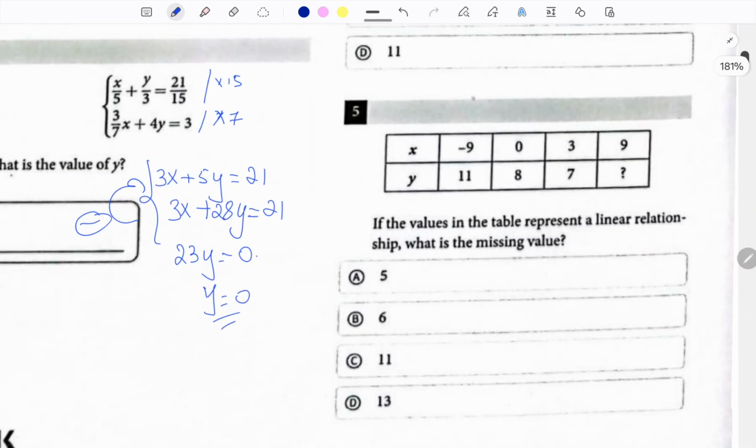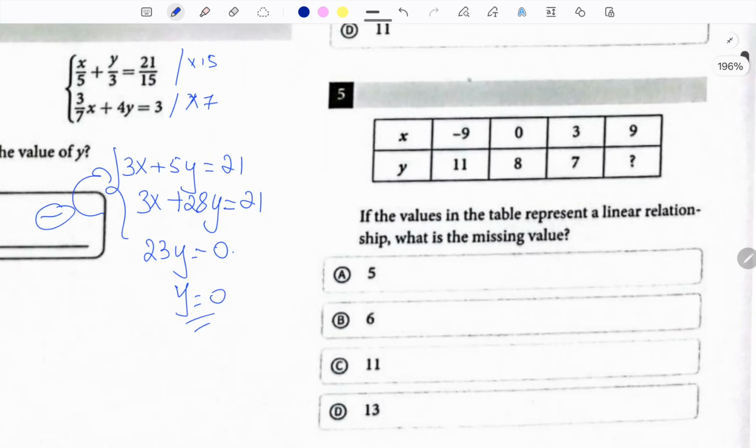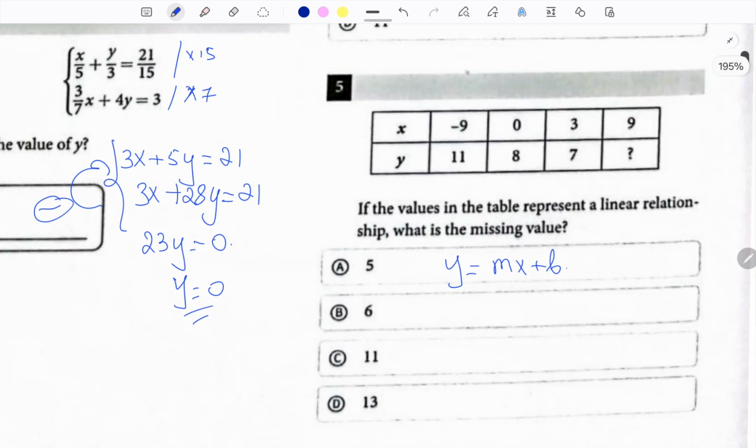Then the fifth question, if the values in the table represent a linear relationship, what's the missing value? So there is a linear relationship. That's why we can write y is equivalent to m times x plus b. And let's use the coordinates of the points to find the value of m and b.